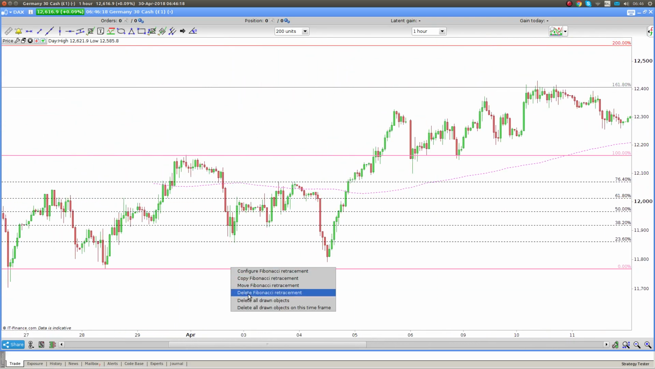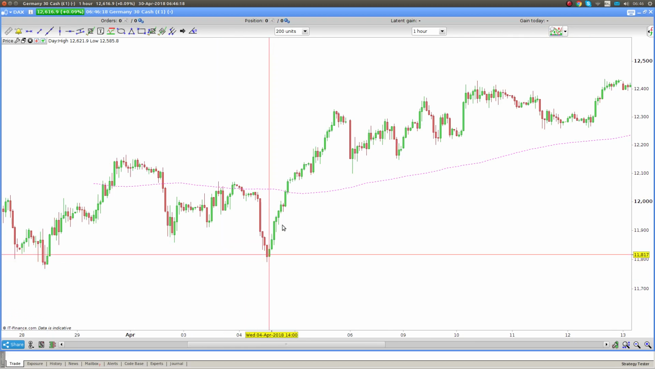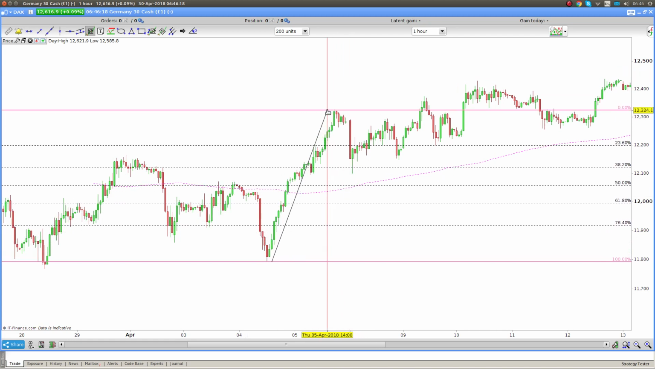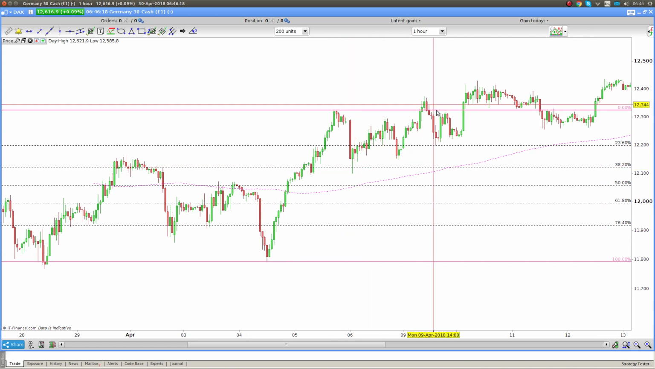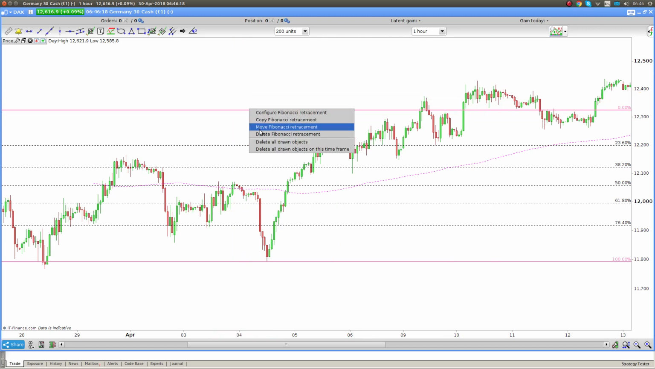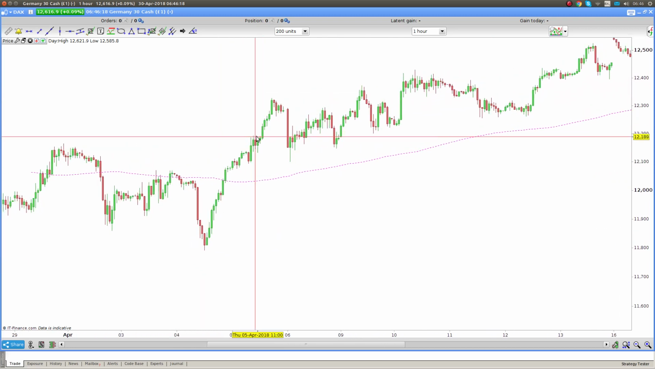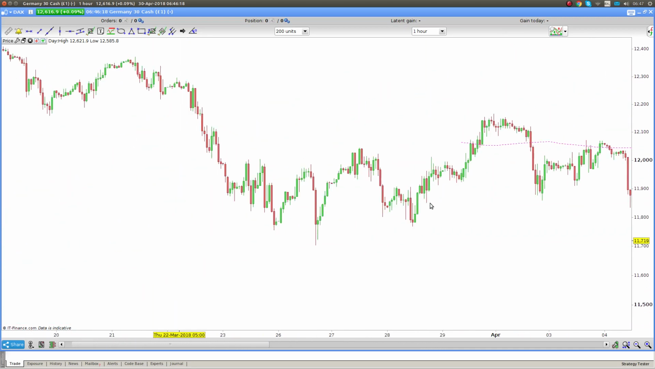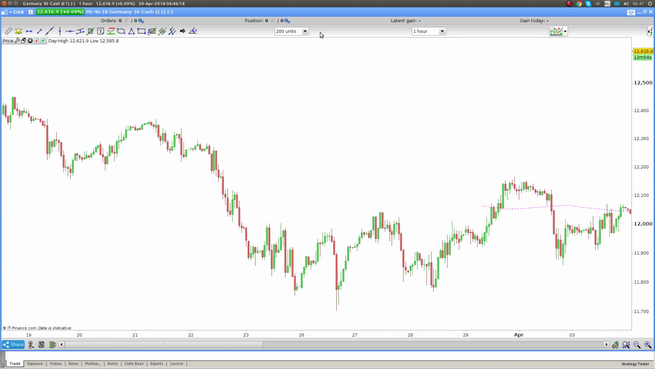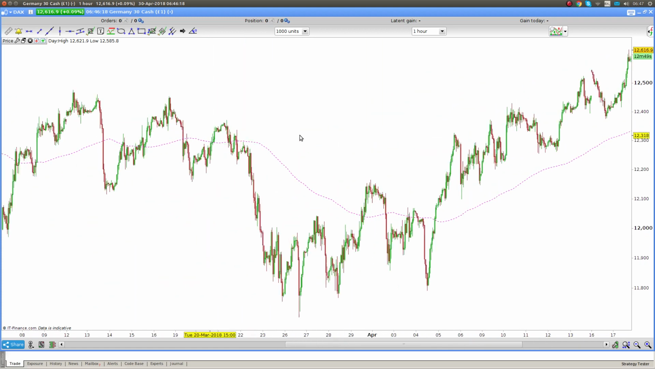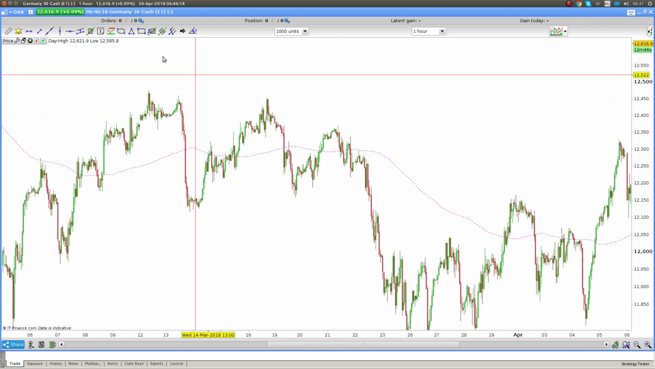Let's just delete this. Okay, so let's look at this level up here. Where did we turn to? We turned at the 38.2. See that? And we moved and broke to the upside. And let's just find us another. We're going to have to increase our data. Okay, so here's another nice one here.